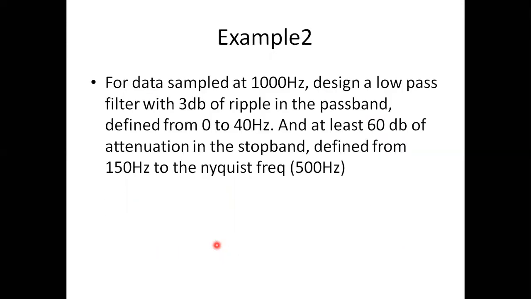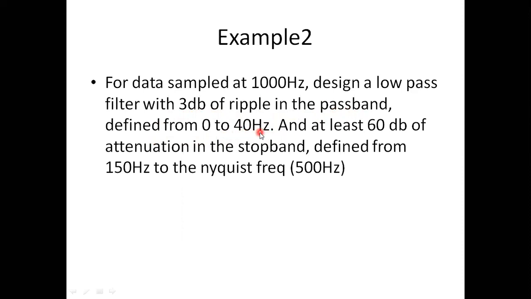So one more example I'm giving you. You can try this example, to design an IIR Butterworth filter. For data sampled at 1000 hertz, this is the sampling frequency given. You need to design a low pass and a high pass filter, both, with 3 dB of ripple in the passband. This will be your KP value, the gain in the passband, defined from 0 to 40 hertz. Your passband is defined from 0 to 40 hertz.